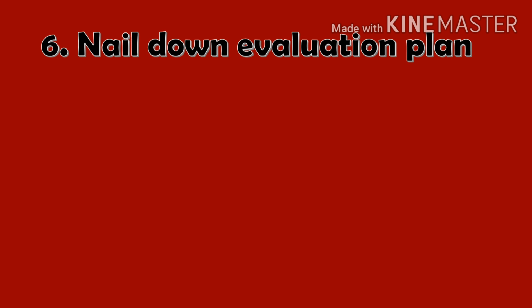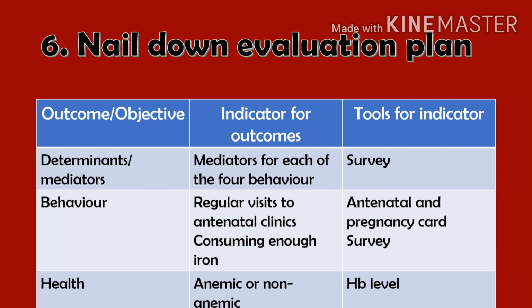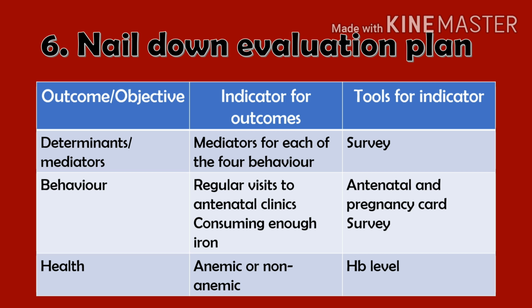The last step in the design procedure is the N, which stands for Nail Down Evaluation Plan. In this step, there will be 3 aspects that will be taken to evaluate the outcomes of the program that we have planned. The 3 aspects that we choose to become the indicators for the outcomes are the 4 mediators, behavior changes, and health states of the pregnant teenage mother.